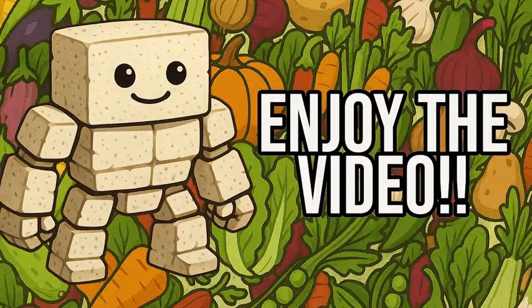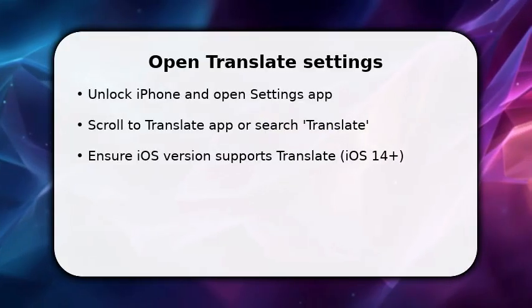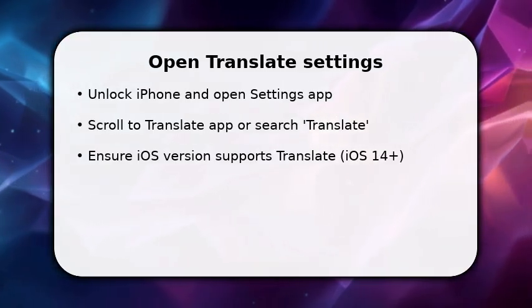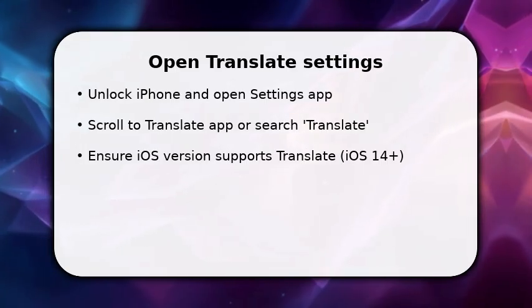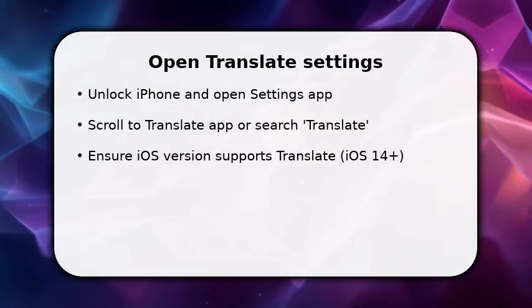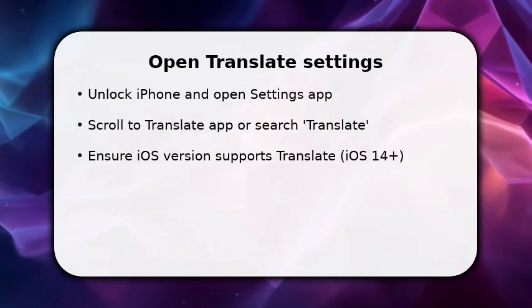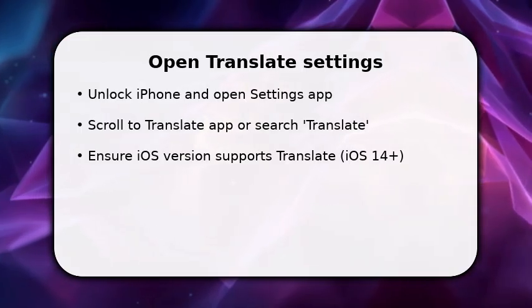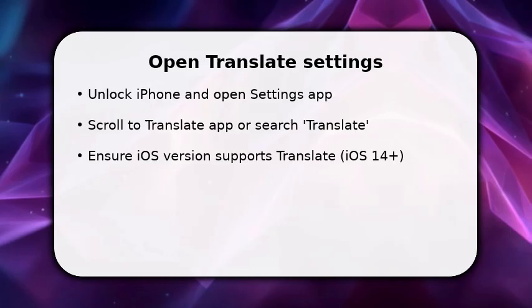Please enjoy the video. You start by opening Settings and locating Translate. This is the gateway to language management. Once there, tap Translate to see installed languages and toggles. Make sure your iPhone runs a compatible iOS, otherwise you won't see language options. If cellular or Wi-Fi is required for downloads, verify your connection now.